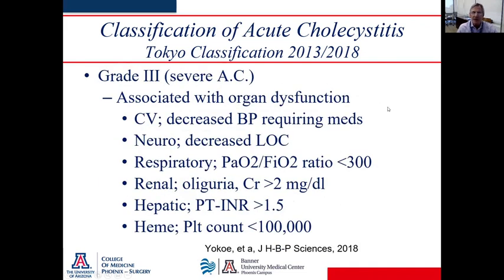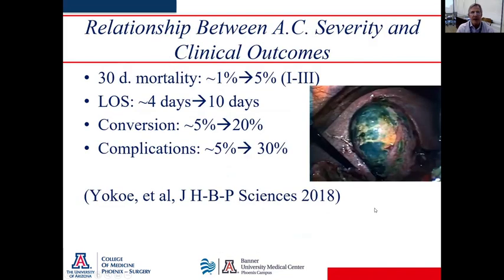Grade 3 is severe acute cholecystitis, and it's a grade 2 associated with organ dysfunction, and it can be many different organ systems that are dysfunctional, and these patients can actually be very sick. And the relationship between the severity and the outcomes are stark.